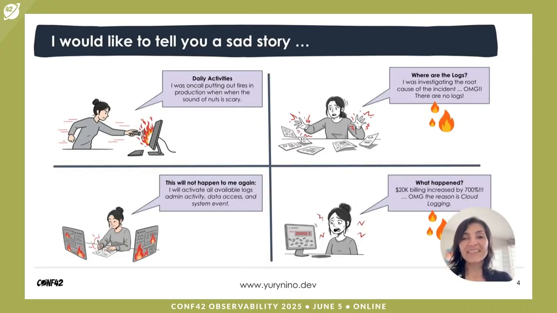It starts with me. Indeed, she is physically similar to me, an on-call engineer constantly battling production issues. Last week, during an incident, I realized a critical flaw. There aren't logs to investigate the root cause of the incident. You can imagine my reaction at that moment. After having to say that it would be impossible to investigate the incident, I decided to activate all available logs: activity, data access, and system events, because that wasn't going to happen to me again. Until here, all was okay, but I got an unexpected consequence: a 700% increase in the billing, all due to activating cloud logs.